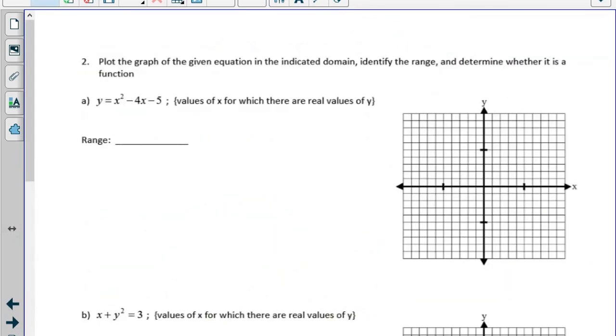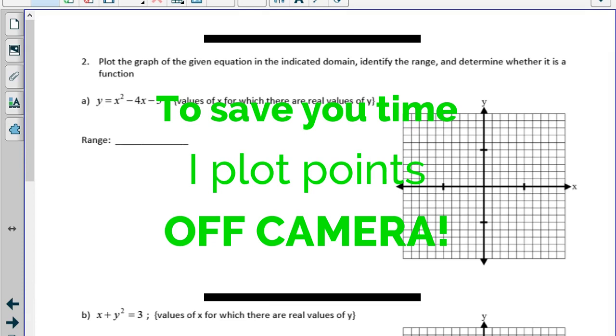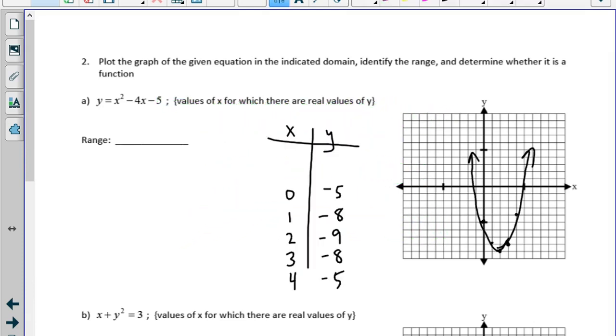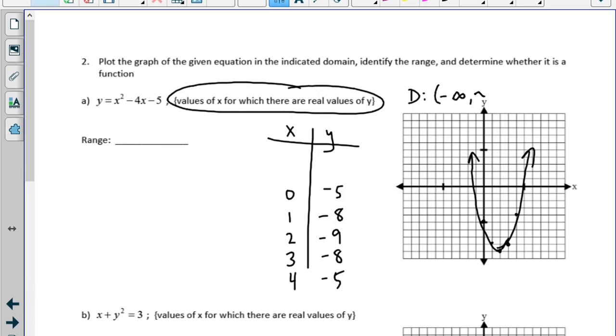Okay, plot the graph of the given equation in the indicated domain, identify the range, and determine whether it's a function. So this is basically just plotting points. The domain are values of x for which there are real values of y. So the domain here is all real numbers, so negative infinity to infinity for the x's. The range is -9 to infinity.